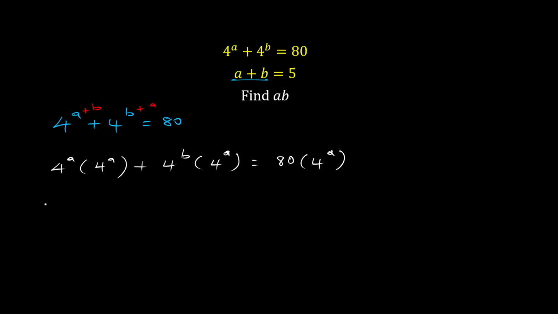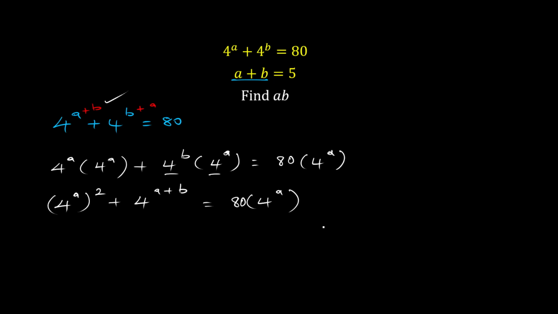So 4 to the a times 4 to the a would simply be 4 to the a, all squared. And 4 to the a times 4 to the b, because these have the same base, we could simply add the powers. So this is 4 to the a plus b, and this is exactly what we wanted from here. And on the right hand side, it would simply be 80 times 4 to the a.